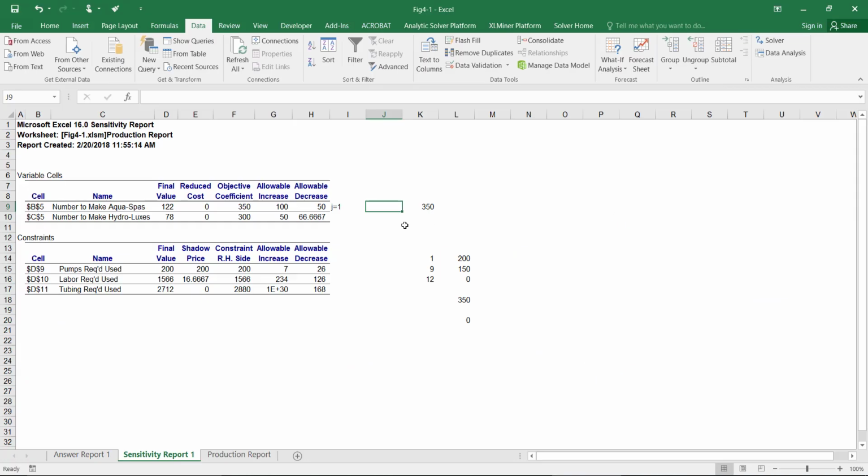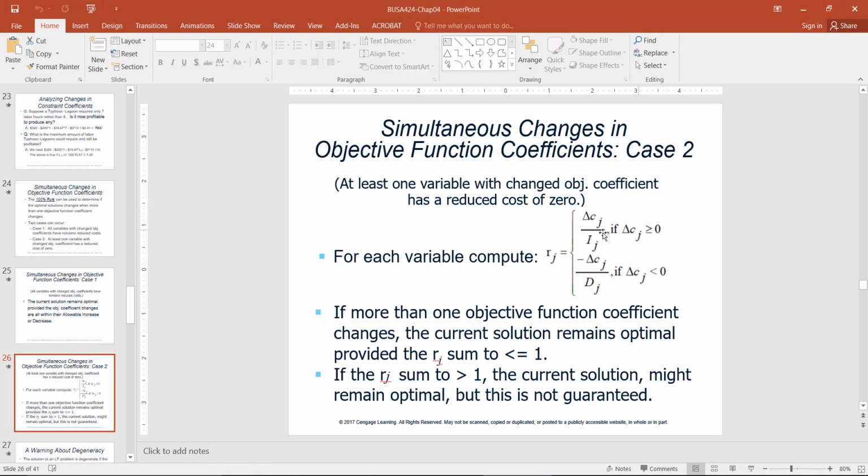Delta cj represents the change in the coefficient cj. Let's say I'm changing this objective value to 400. Then 400 minus 350 is the delta cj, which is positive 50. If I reduce this 350 to 250, then it is minus 100. So whenever we change a parameter, if I increase it, I divide delta cj by ij, the value that I'm allowed to increase. Whenever I reduce the cj, I take minus delta cj over dj. Either way, I get a value for rj. If rj is less than 1, the optimal solution that we are going to get stays the same. So that's guaranteed.